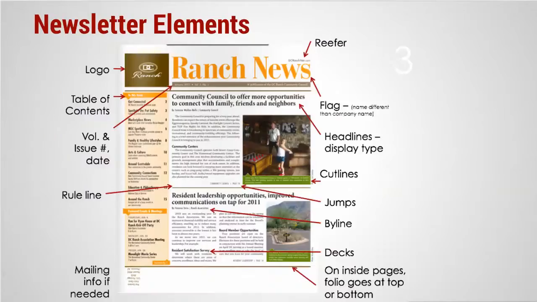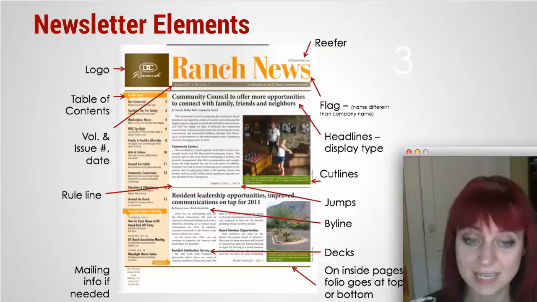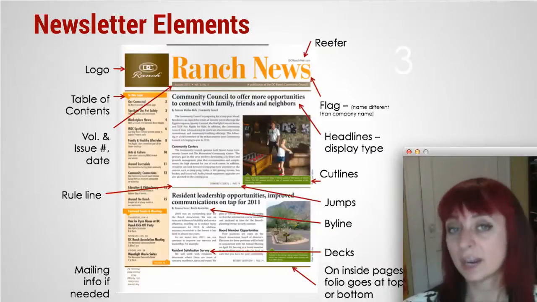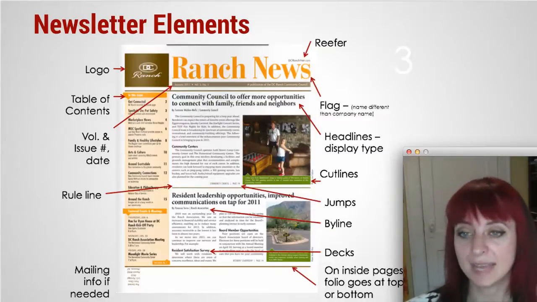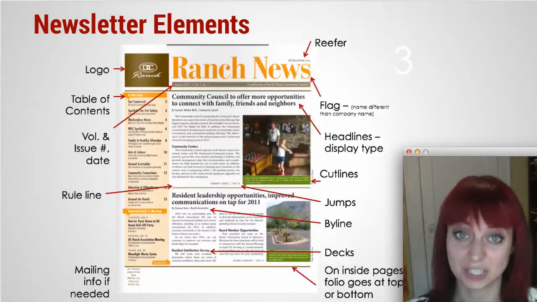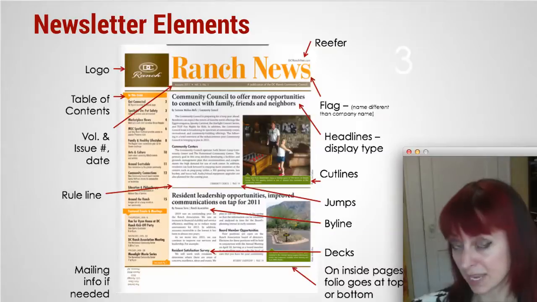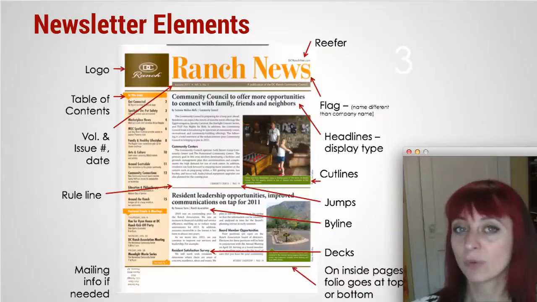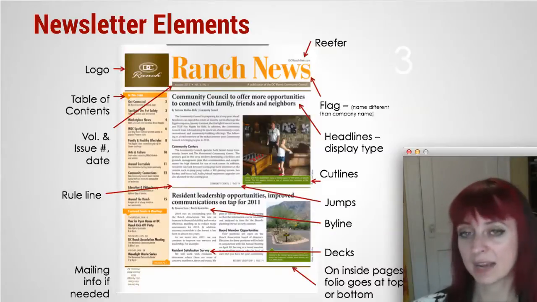So let's look at an example. Here's the logo, and here's the flag. The flag in this instance is different than the company name. This is very typical, that the newsletter will have a name. This is a company called DC Ranch. Their newsletter is Ranch News. So your company is Digital Medium Labs. What kind of name would be a great name for a newsletter for that company?